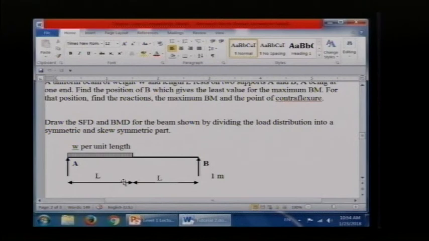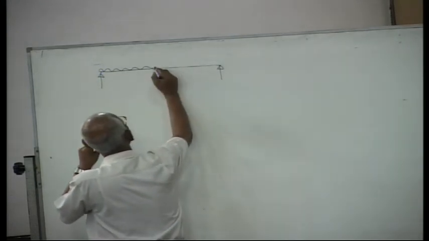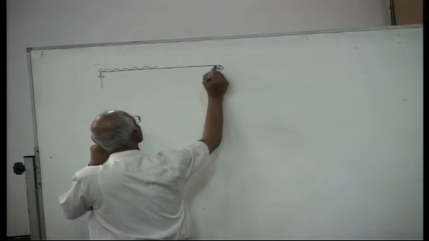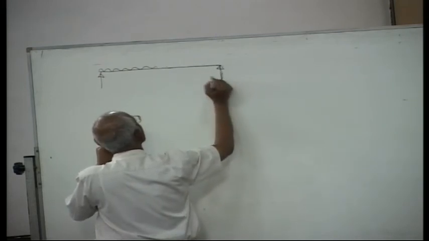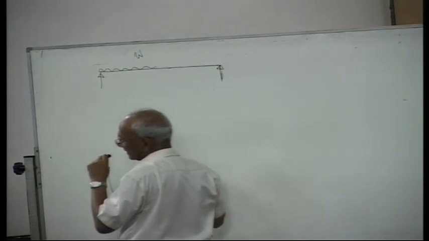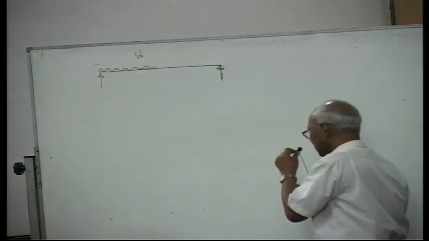Now if you have a beam like this, right, that is symmetrically supported, symmetrically loaded, right? Okay. But we don't have a beam like that, right? We have only one that is loaded over half its length, right? So that is W per unit length, right? You can write per unit length, right?